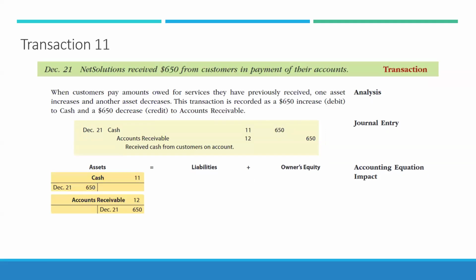And then Net Solutions collected $650 from customers on account. So the cash is going to be our debit, and then accounts receivable is going to be our credit because we're collecting cash from the customers, like we talked about before.